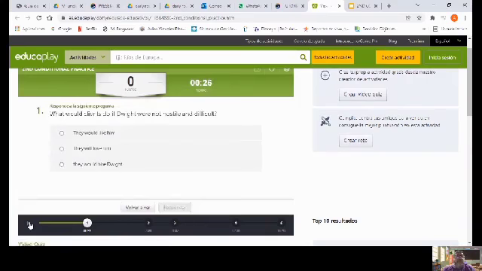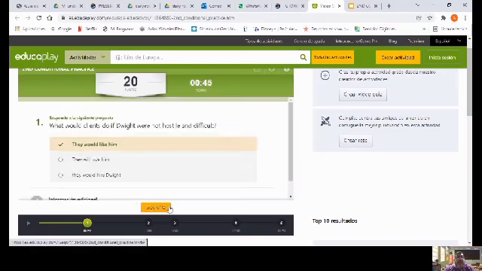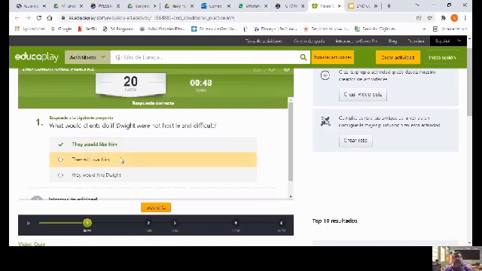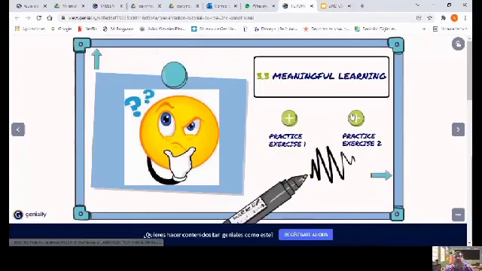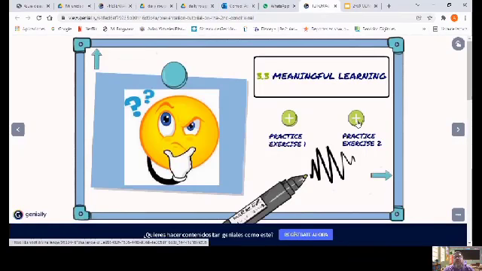Okay, what would clients do if Dwight were not hostile and difficult? We have three options. They would like him, they would love him, or they would hire Dwight. So you have to come up with the best answer to this question. And the best choice for this question, sorry, is number one. Yeah, let's check it out. Yeah, as you can see, that's perfect. This is what you have to do. You have four more questions to check the video. As soon as you have finished doing the video, you will go over practice exercise number two.